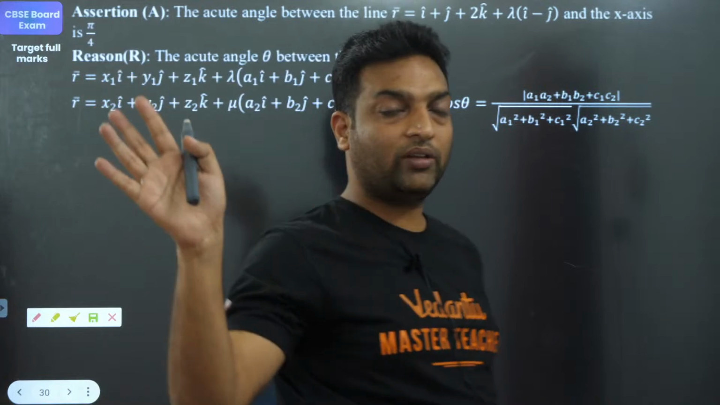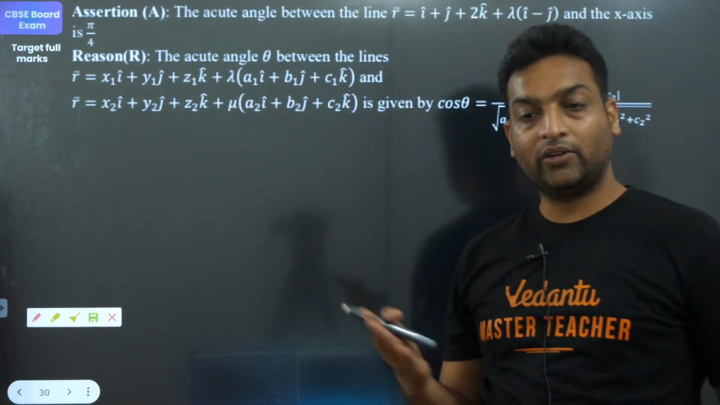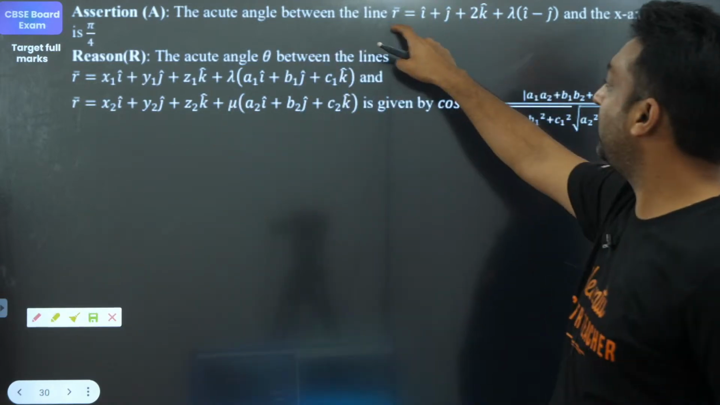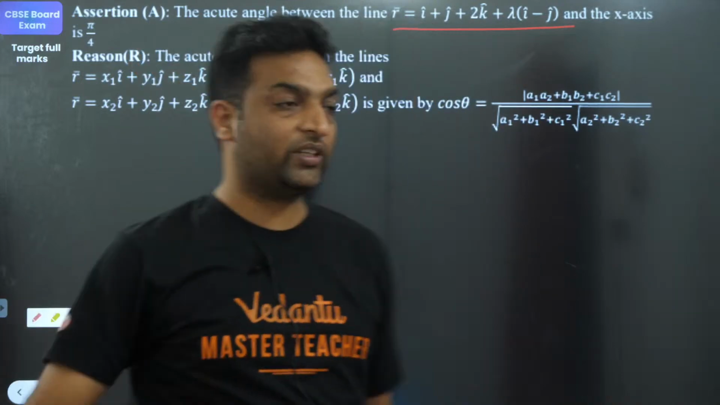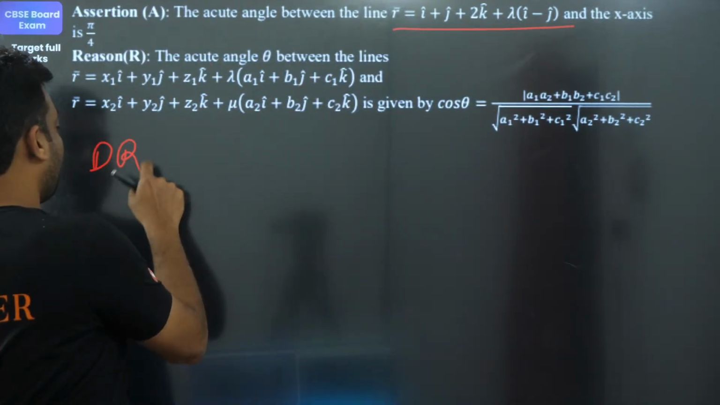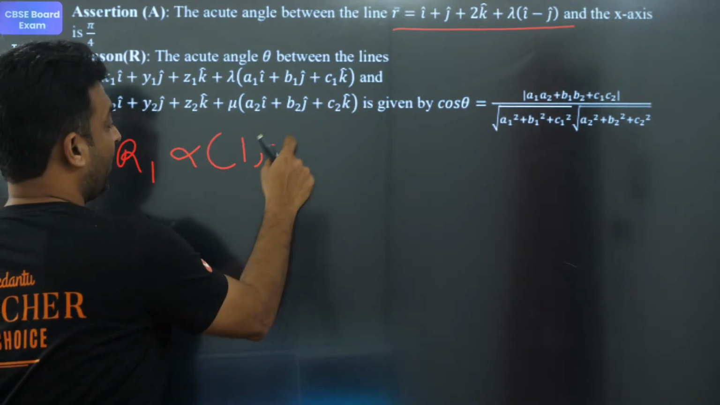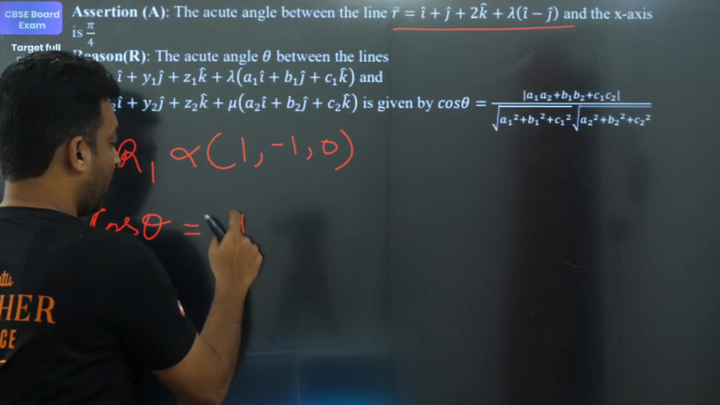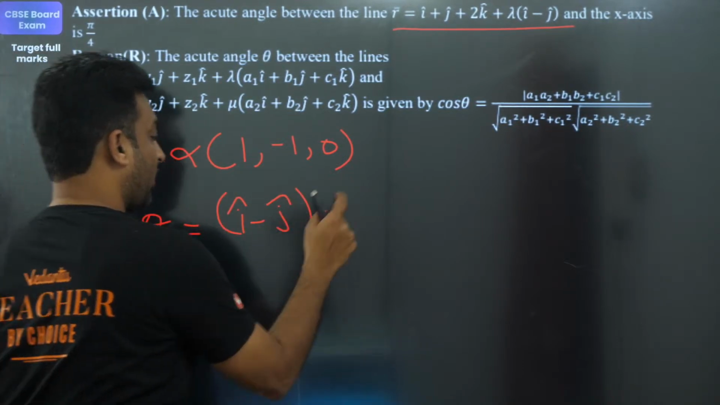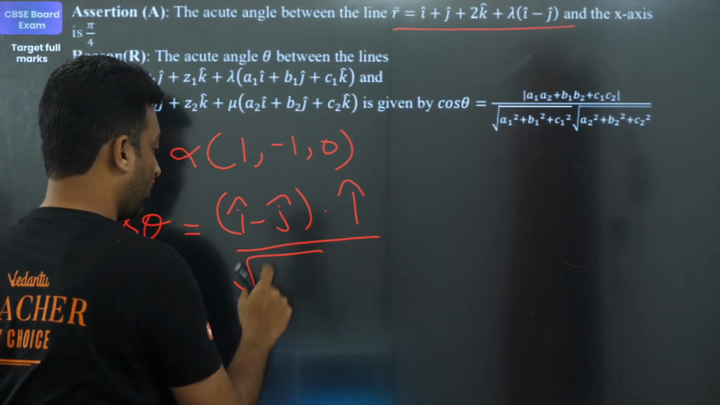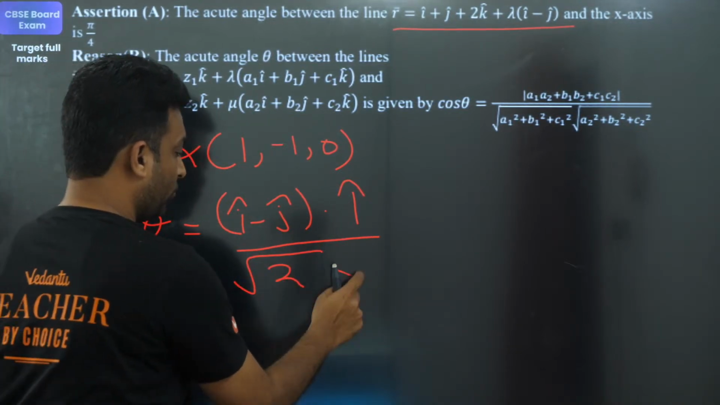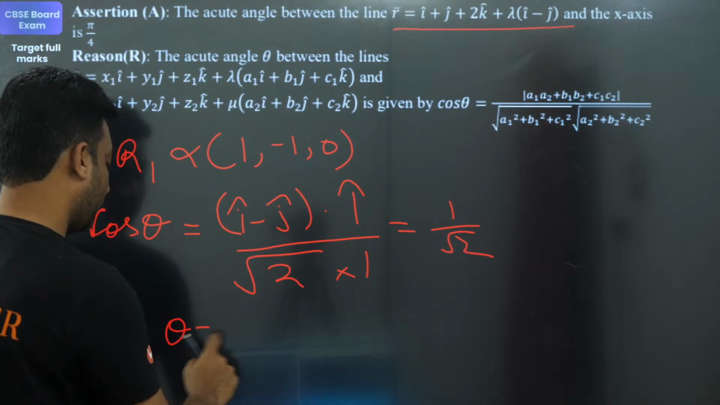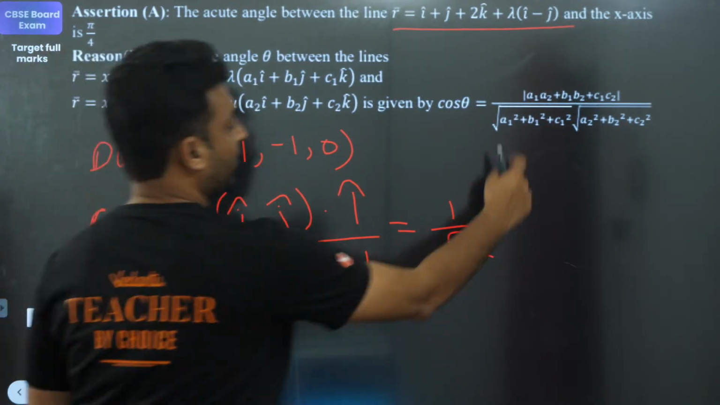Sorry, I'm so sorry. The assertion is correct, you guys are correct, because here this is a line. To find the angle, we have to just take the direction ratio. The direction ratio of the first line is 1, minus 1, 0. So the angle with the x-axis is (i minus j) dot i upon square root of 2 into 1. (i minus j) dot i is 1, so it is 1 by root 2. Theta is 45 degrees only. The assertion is correct and the reason is also correct.